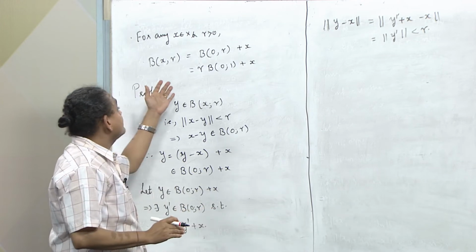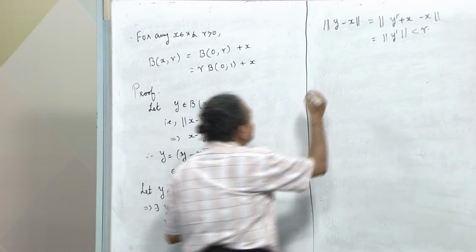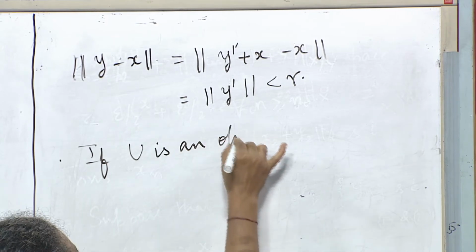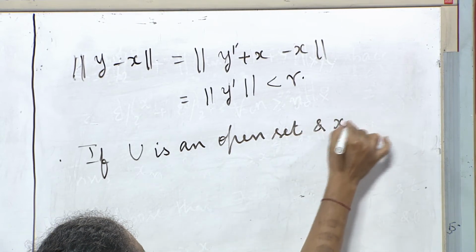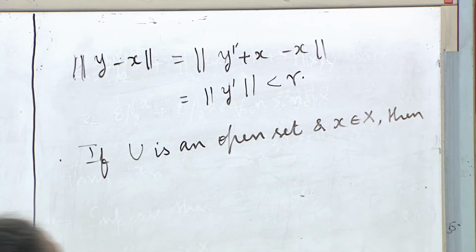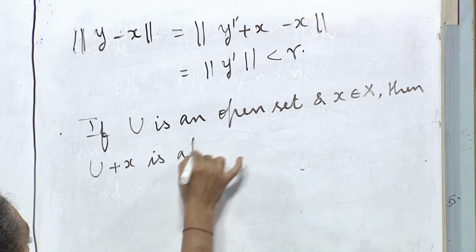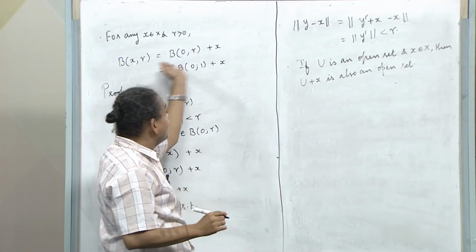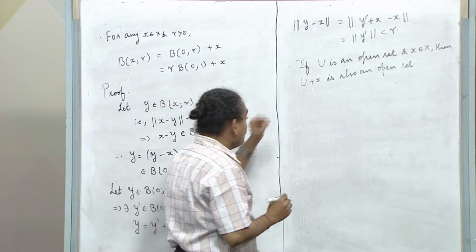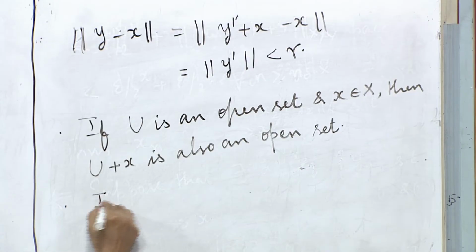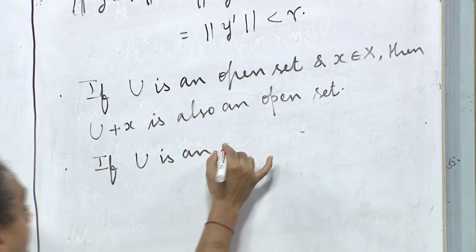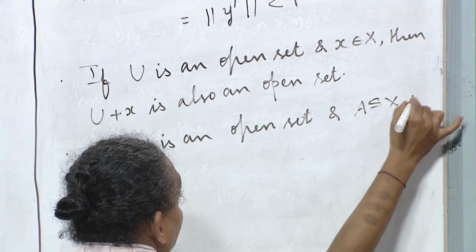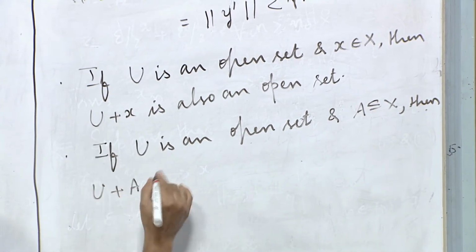Well, not only are balls translated, even open sets. So, if U is an open set and x in X, then U plus x is also an open set. This follows from whatever we have observed. And once you have this, you have something more. What is that? If U is an open set and A is any subset of X, then U plus A is also an open set.